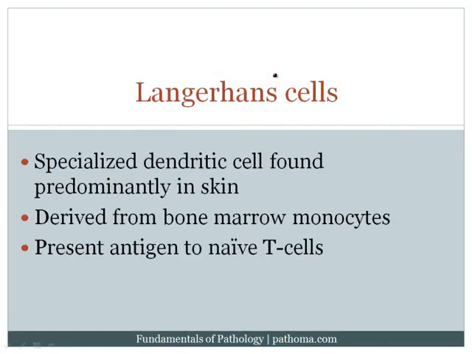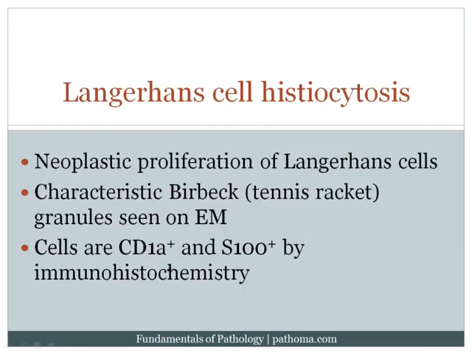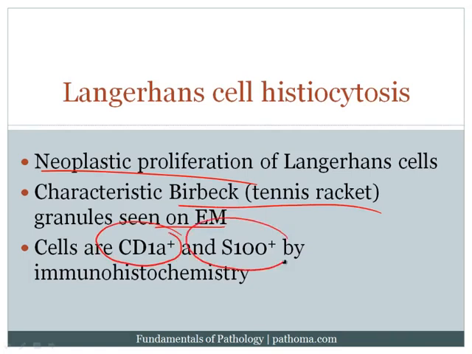Langerhans cells are specialized dendritic cells found in the skin. They're derived from bone marrow monocytes, and they present antigen to naive T cells. A tumor of Langerhans cells is called Langerhans cell histiocytosis. This is a neoplastic proliferation. Characteristic of these cells is that the cells often have Birbeck or tennis racket granules, which can be seen on EM, and also the cells are classically CD1A positive and S100 positive by immunohistochemistry.